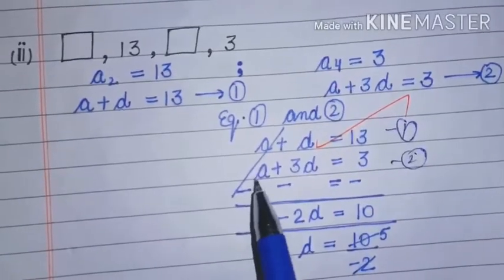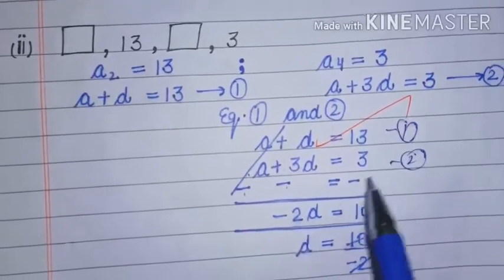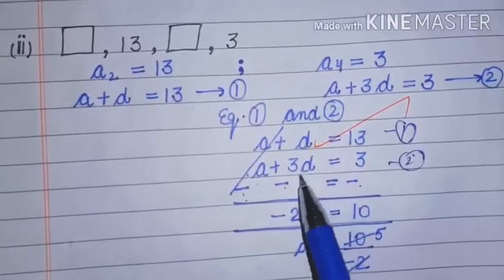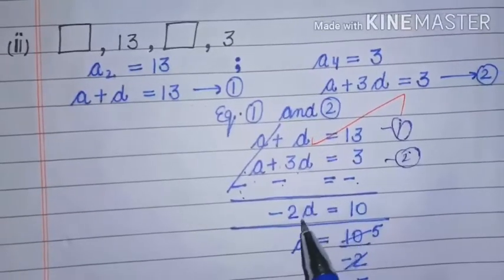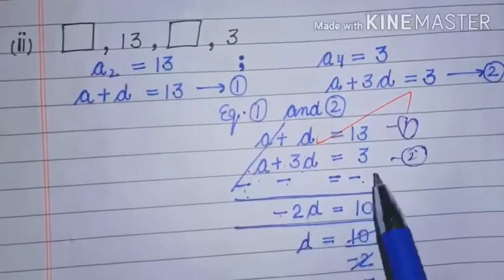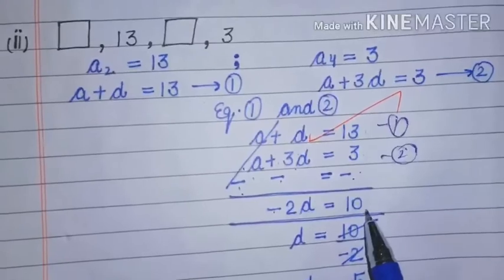So you will change the sign. This is plus, it becomes minus, this is plus, it becomes minus, and this is also minus. So plus minus cancel out, plus minus minus, and 3 minus 1 is 2d, but the larger number is negative, so you will take the negative sign. And here plus minus minus, 13 minus 3, that is 10.